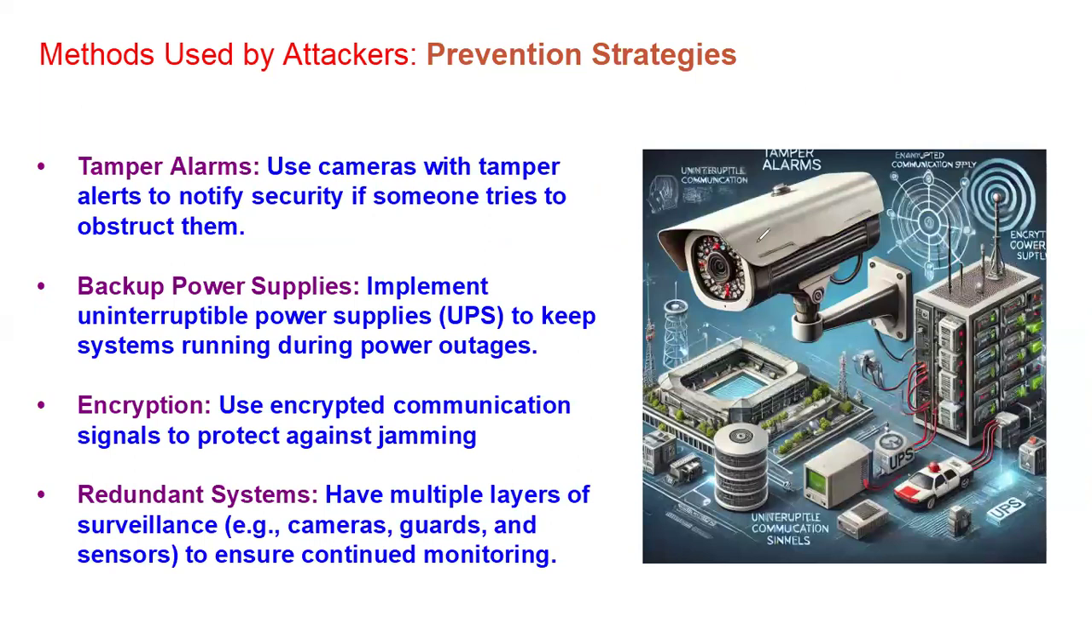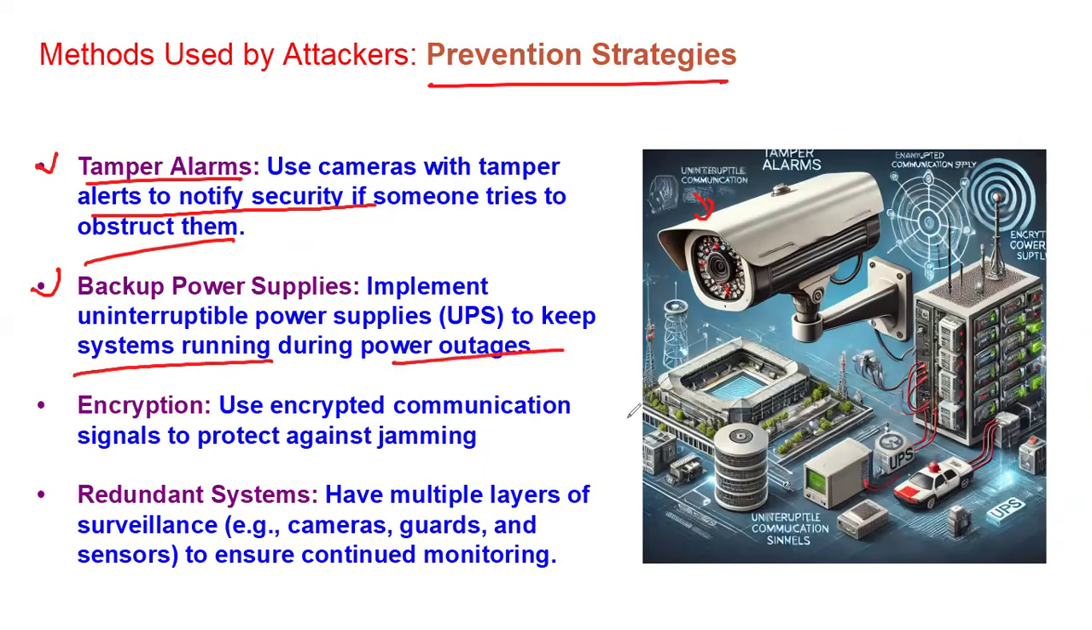So what are the prevention strategies? As we have already discussed, we should install a tamper alarm. If someone tries to tamper, it should raise an alarm. Use cameras with tamper alerts to notify security if someone tries to obstruct them. You should have backup power supplies as well. Implement uninterruptible power supplies to keep the systems running during a power outage. So you should have a UPS, useful when the power is not there.